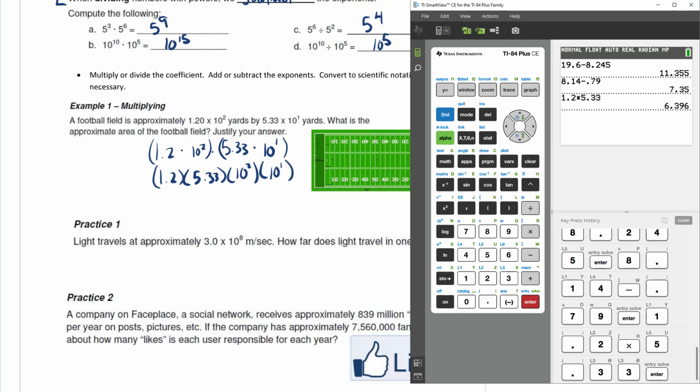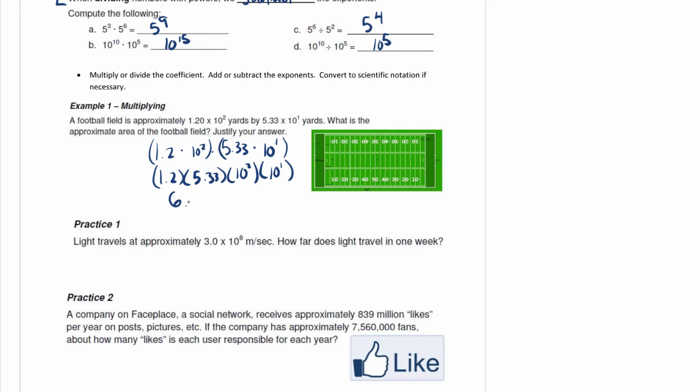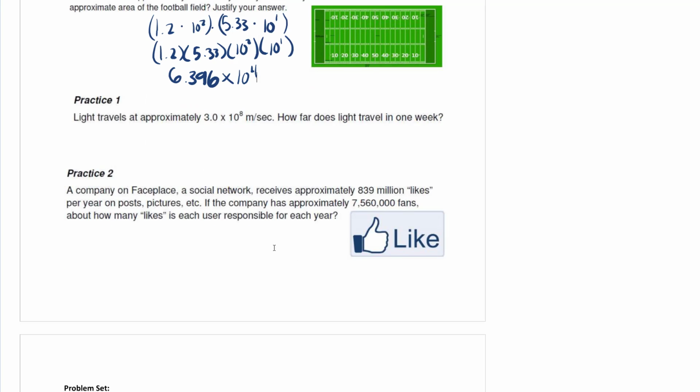That is 6.396 times, in scientific notation we tend to use the times symbol, which is silly, but we do, 10 to the 3 plus 1, which is 10 to the 4th. And we're done. It's kind of the basic idea. Now let's do this nice little practice. This is a good problem.